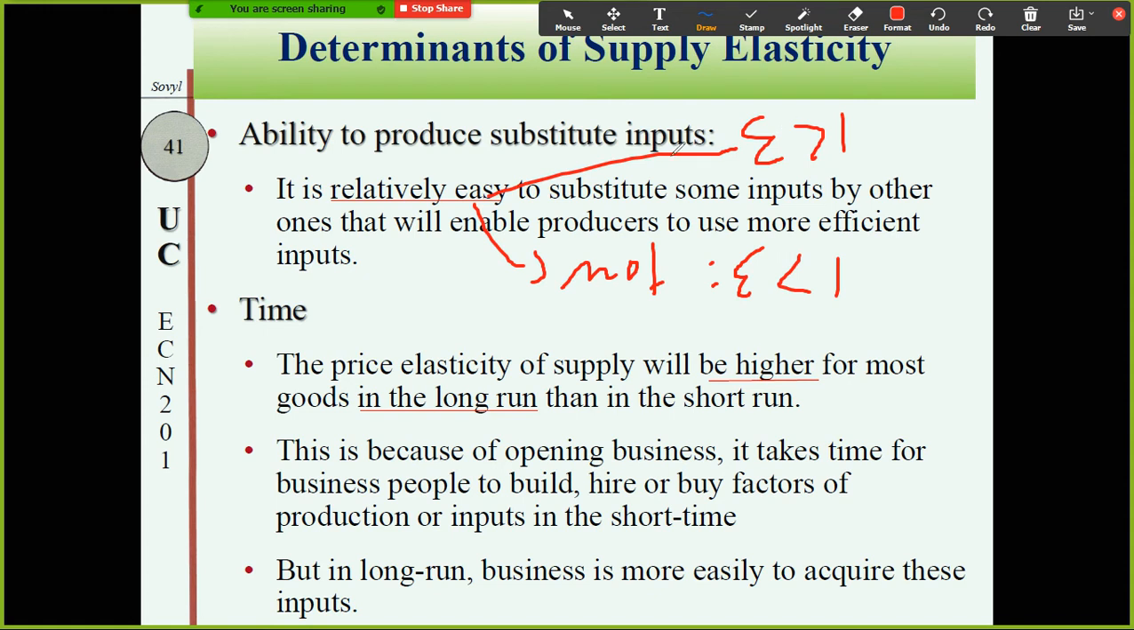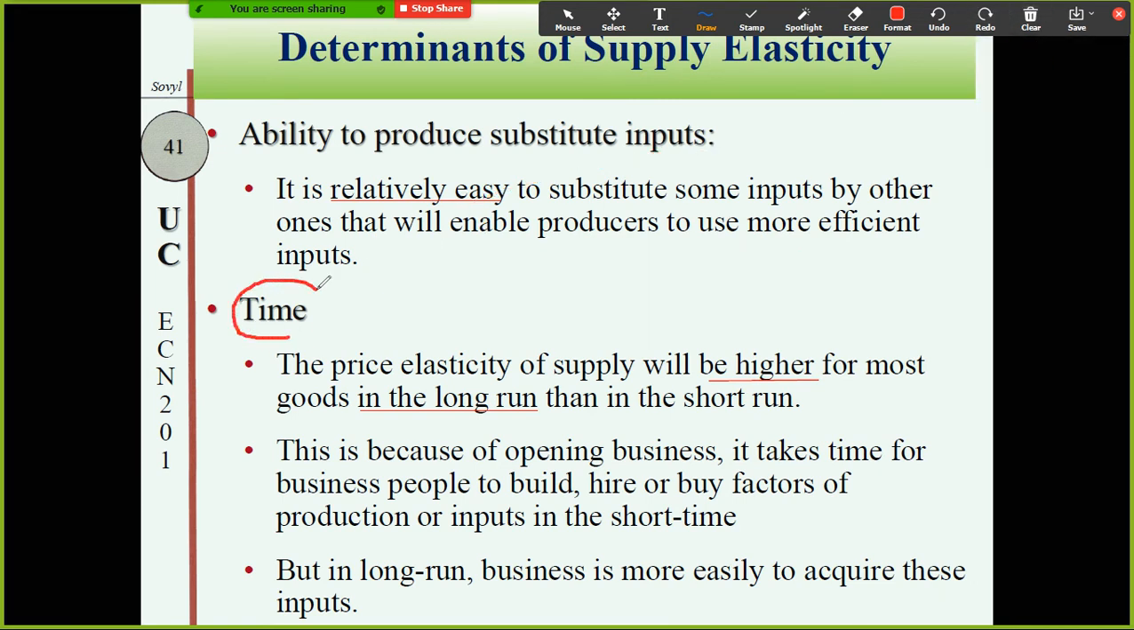If it's easy, you can change easily, you can substitute very easily. That's why output will be increasing too much or decreasing too much. That's why this is more elastic. But if it's not easy, this is less elastic, or inelastic.